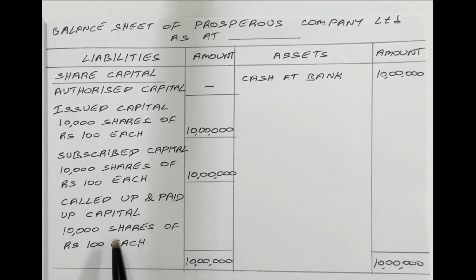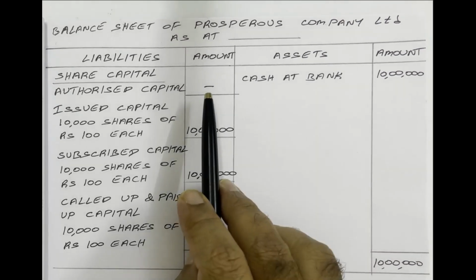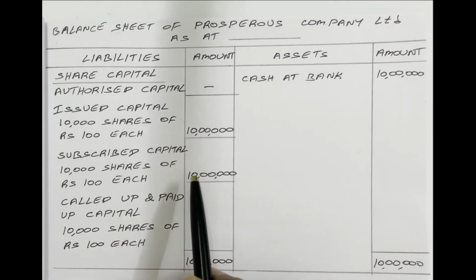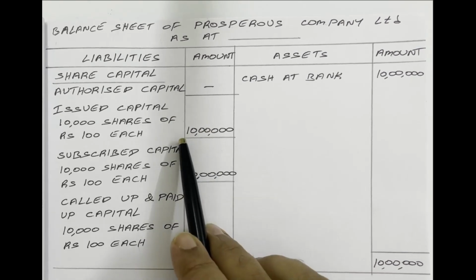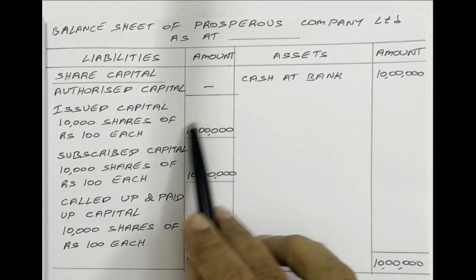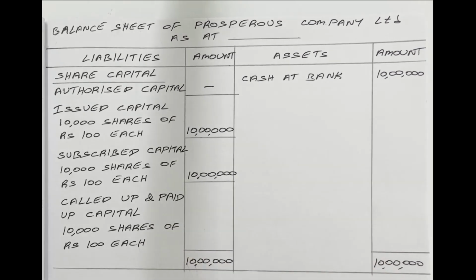Even paid up capital is the same because there are no calls in arrears. Applicants paid all these amounts. Therefore, paid up capital is also the same calculation: 10,000 shares at the rate of 100 rupees each, 10 lakh. So while calculating the liability side total, for the last amount, the paid up capital amount only we should consider. We should not consider the issued capital amount and subscribed capital amount. That is why for issued capital and subscribed capital we drew lines, meaning we are not going to consider these amounts for totaling purposes.